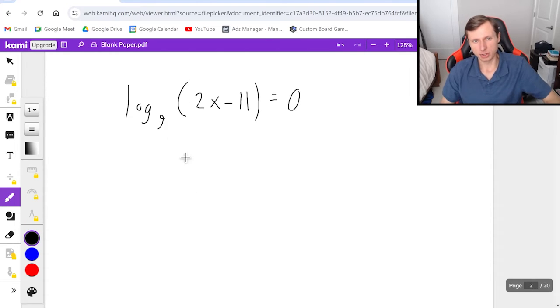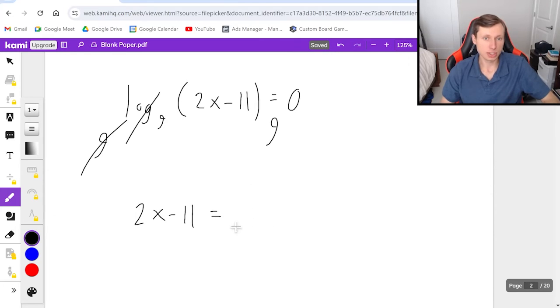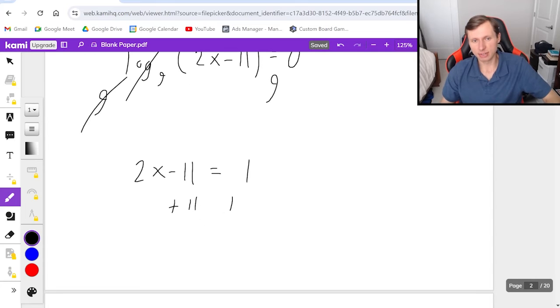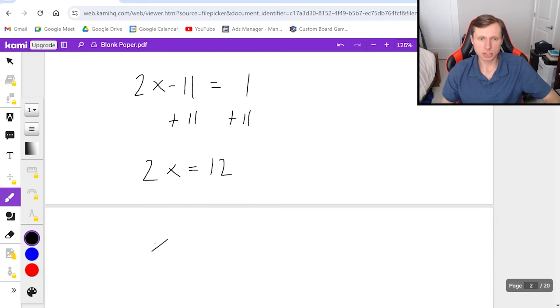Okay, so here's what we do. First, since I'm already isolated for the log, I can go straight into base 9 of both sides. This cancels the left side, leaving me with 2x minus 11. On the right side, 9 to the 0 is just 1, because anything to the 0 power is 1. And yes, we probably need to know that. Then I just add 11 to both sides. So 2x equals 12, and then divide by 2, x equals 6, and there we go.